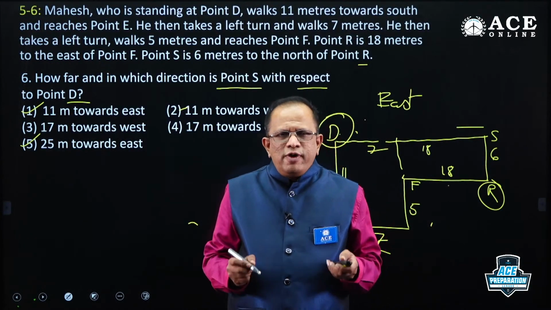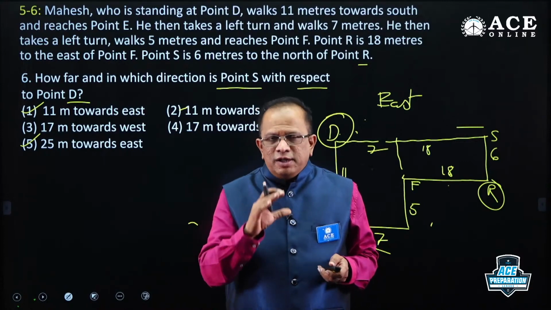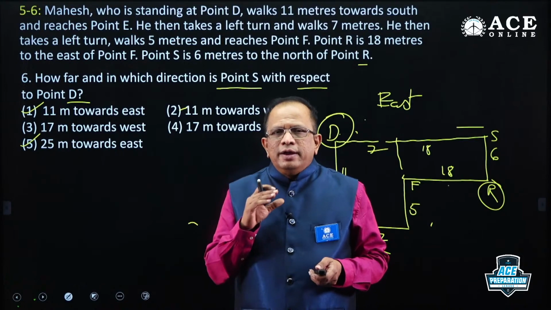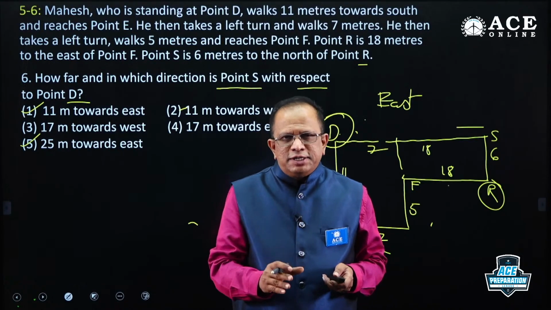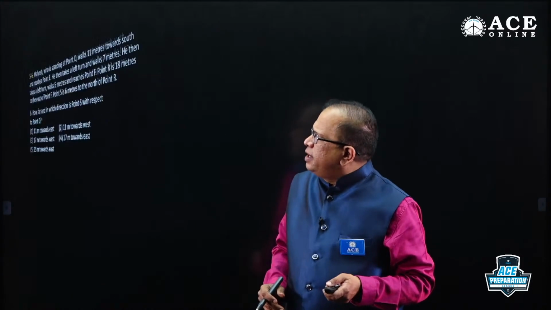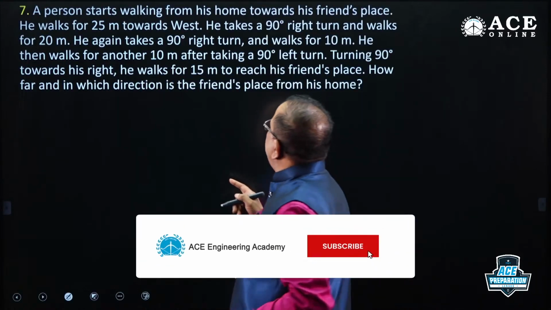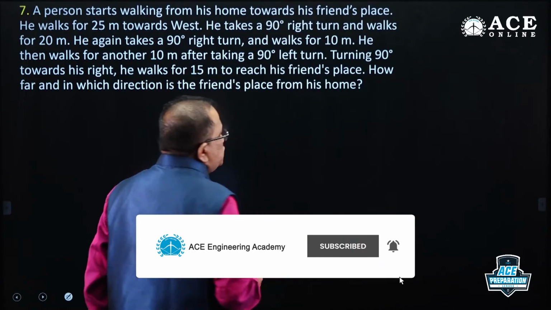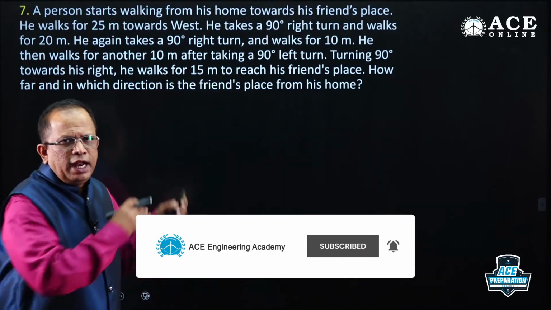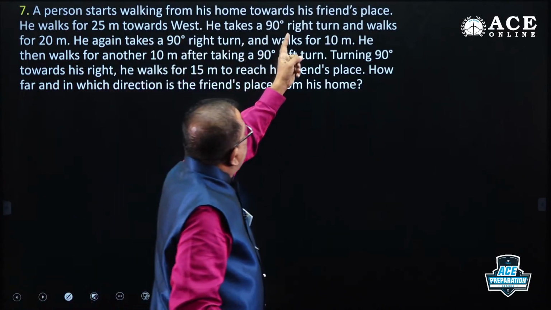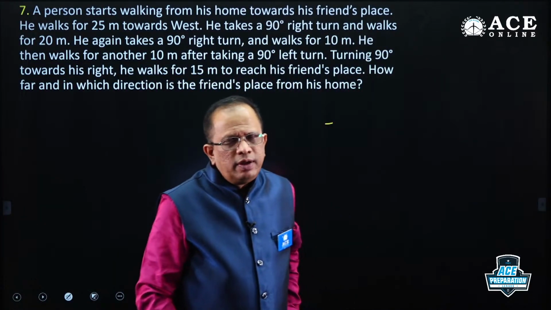Welcome back. So far, we have discussed the concepts and also solved a few questions related to the topic directions and distances. Now let us go to question number 7. A person starts walking from his home towards his friend's house.